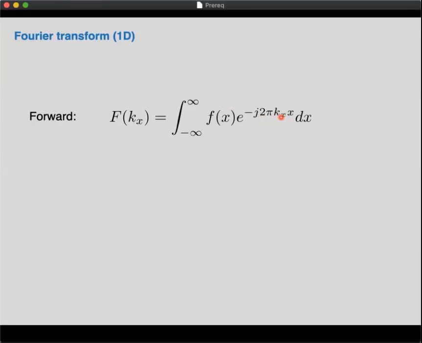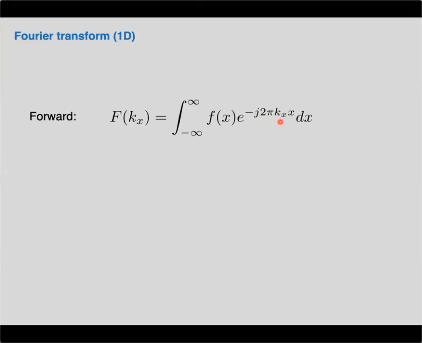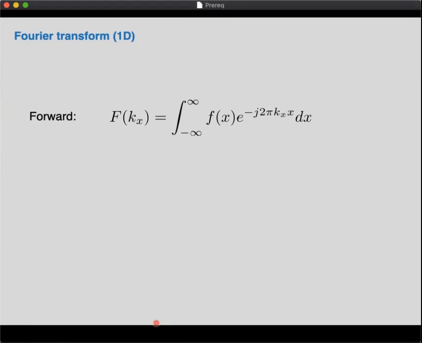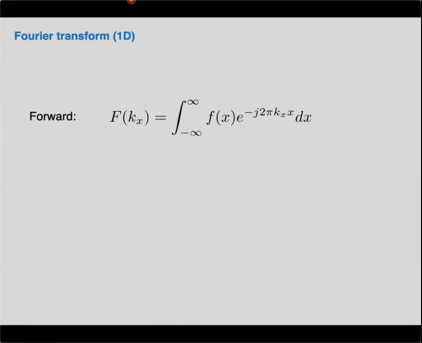Has anybody not seen this type of form before? Feel free to put your camera on so I can get a bit of a sense. Oh, what is J?